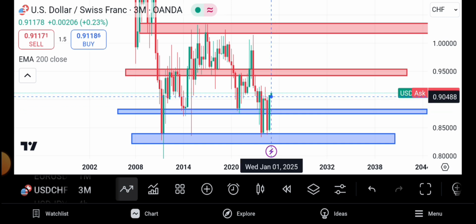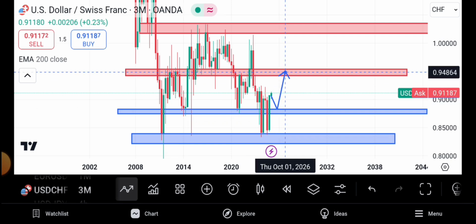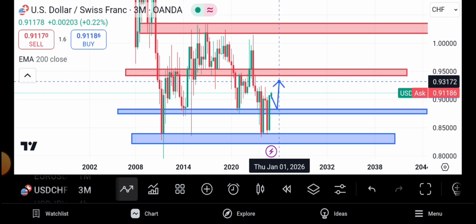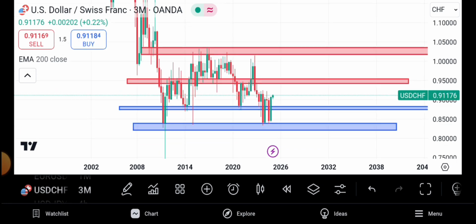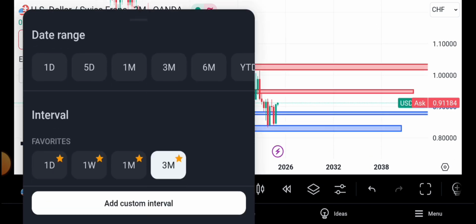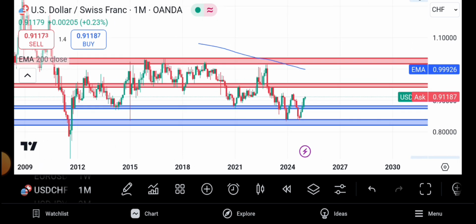So we are expecting, if this price action drops, to form a support there and push the market above. That is our expectation. Are we together? So currently that is what I'm seeing in the 3-month time frame. There's not much I'm going to analyze here. Let us go to the monthly time frame and see whether we can see something new.